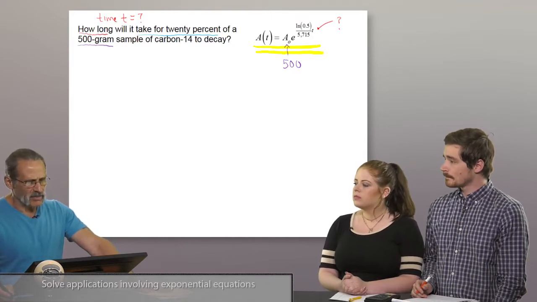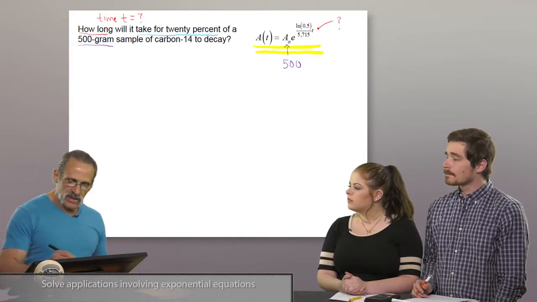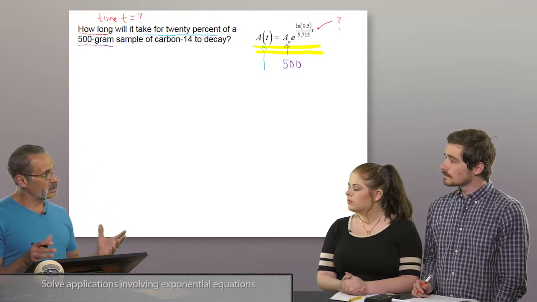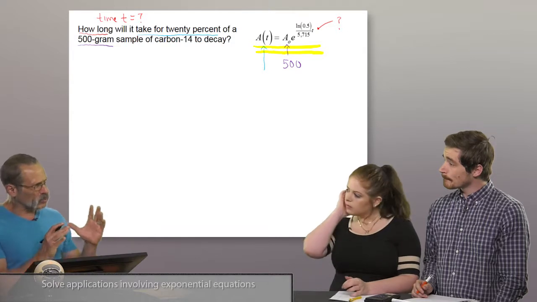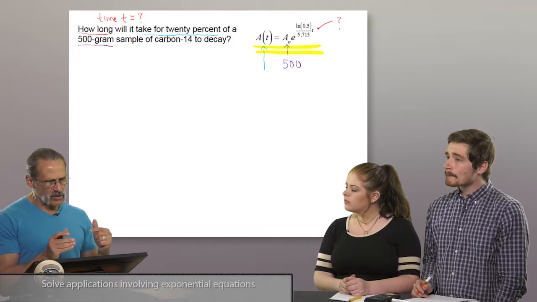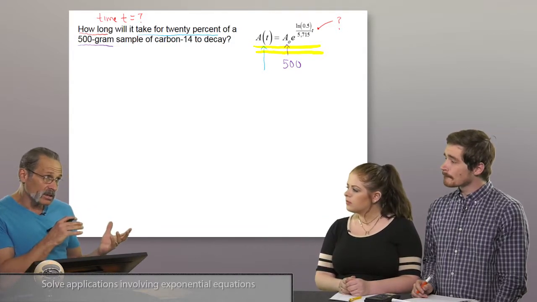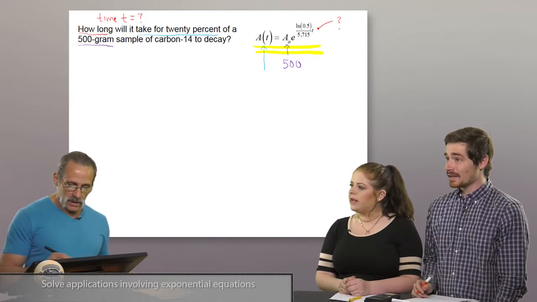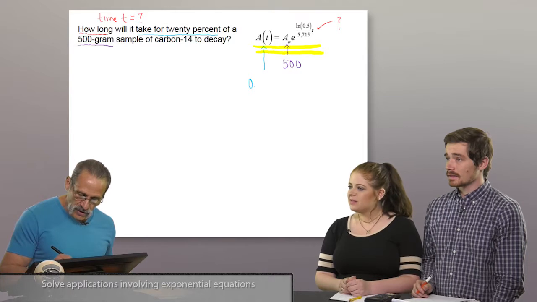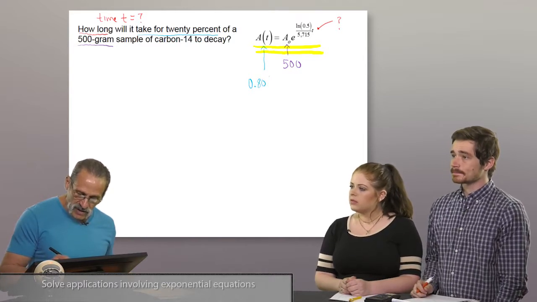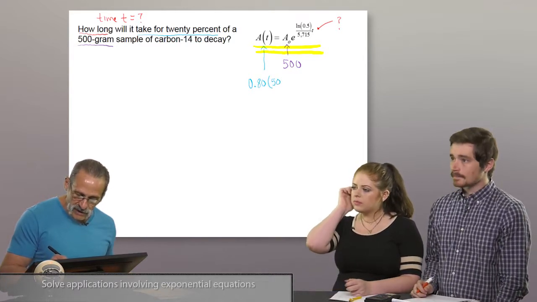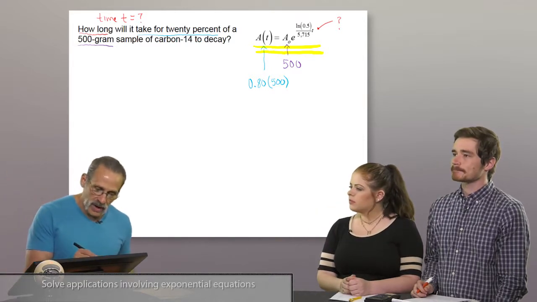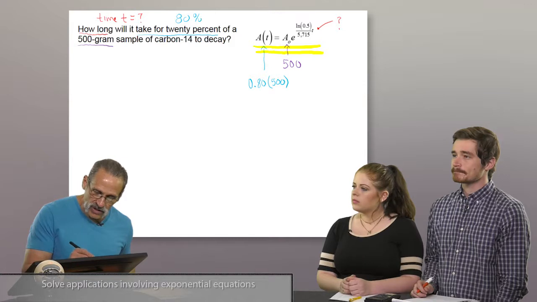Now, I got to think about this. This A of t is the amount in the sample after so much time has gone by. So I got to morph those words a little bit. If 20% of the 100% has decayed, what percent is still there? Would that be 80%? Very good. So it would be 80% of the 500 if 20% has decayed. I'll write a reminder that this means 80% remains.